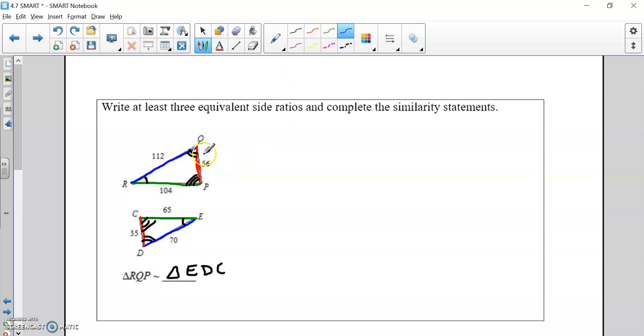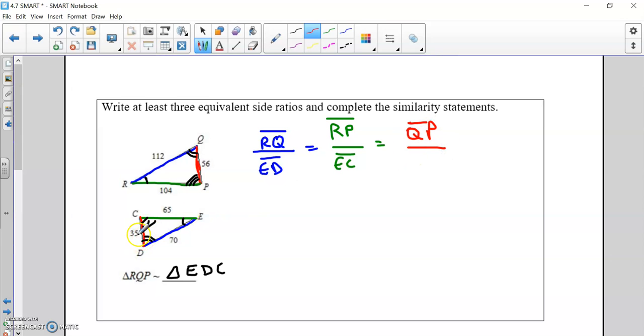And to make the ratios, we know that RQ over DE, or ED we should say, is equal to RP. I'm taking this one over this one. It would be over EC. And that's going to be equal to QP over DC.